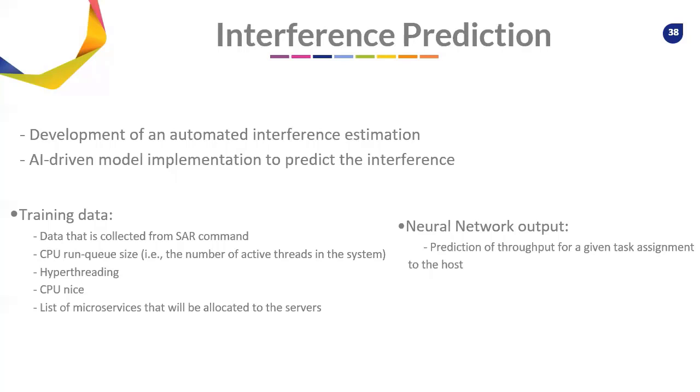The training data that were used are the following. Data collected from the SAR command, CPU run queue size, that is the number of active threads in the system, hyperthreading, CPU nice, which means that each job has a different priority, and the list of microservices that will be allocated to the servers. The neural network output is the prediction of throughput for a given task assignment to the host.